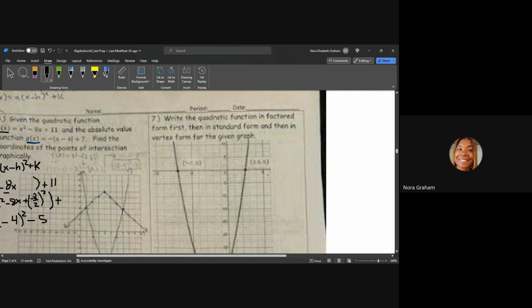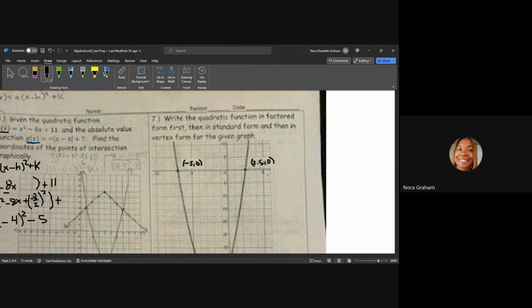So for this one, I'm going to have negative 5, 0. Let me write these out. Again, I'm sorry, it's blurry. I'm taking this from another student's screenshot. And then I have 2.5, comma 0, just so you guys can see that a little bit better.